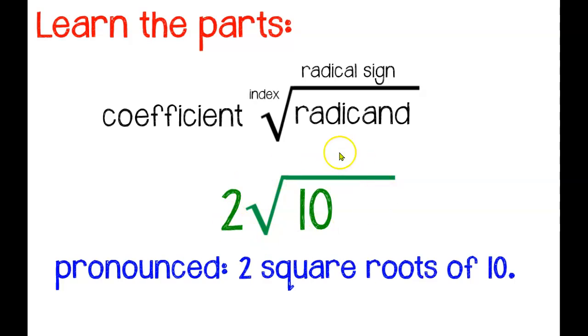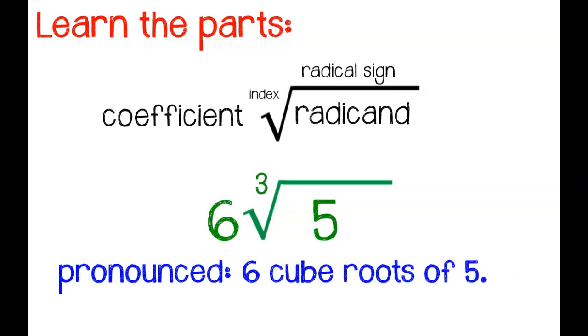Now, we often leave expressions in this form instead of multiplying 2 times the square root of 10, which would give us a decimal number that goes on forever and is irrational. So if a problem ever asks you to find an exact solution, and there are roots involved, then you need to leave it in simplest form and not convert it to a decimal, because that's not an exact answer. This one here is pronounced 6 cube roots of 5. So that's 6 times the cube root of 5.